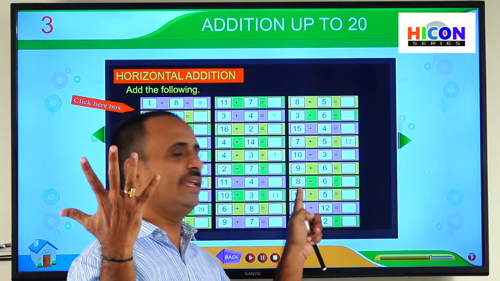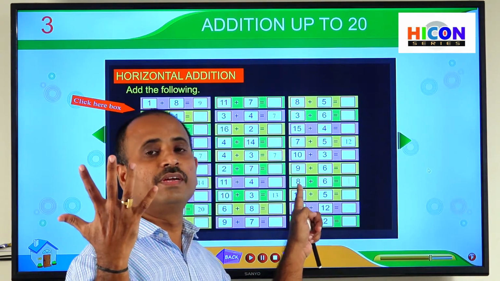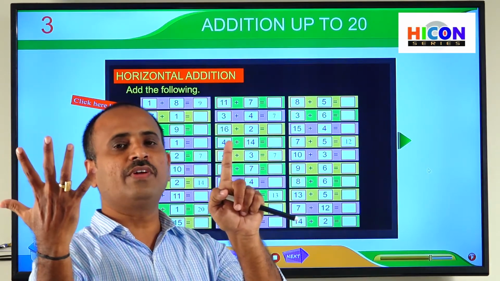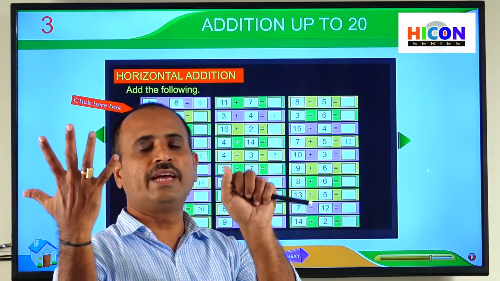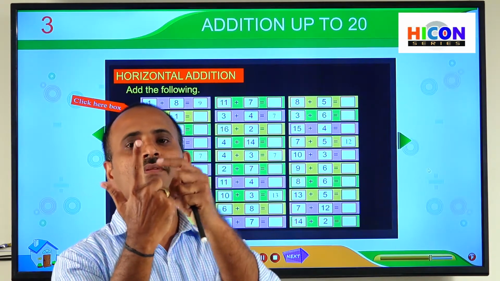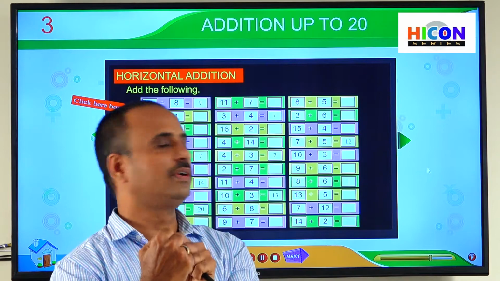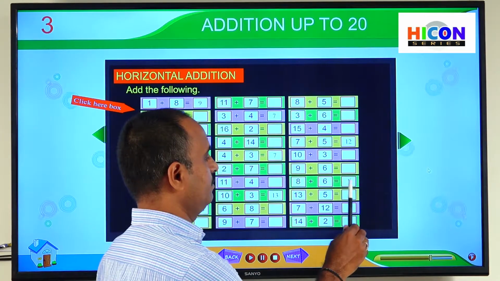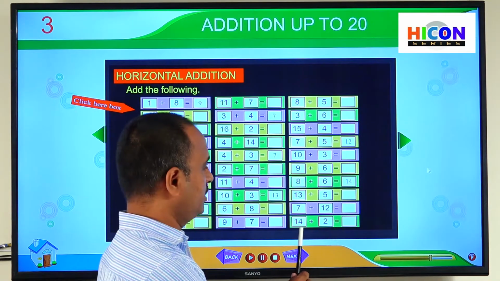So what is the first number here? 8. After 8 we get 9. So close the fingers starting from 9. So 9, 10, 11, 12, 13, 14. So write 14 here. So children, see this addition, last addition.